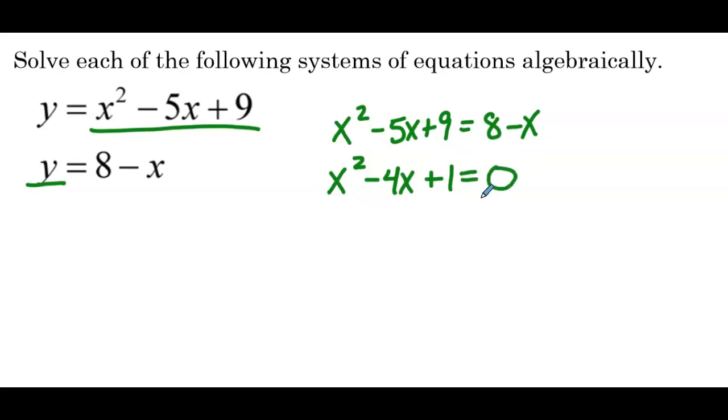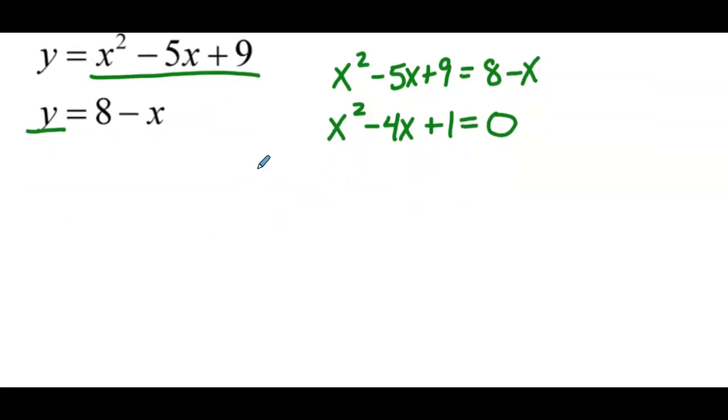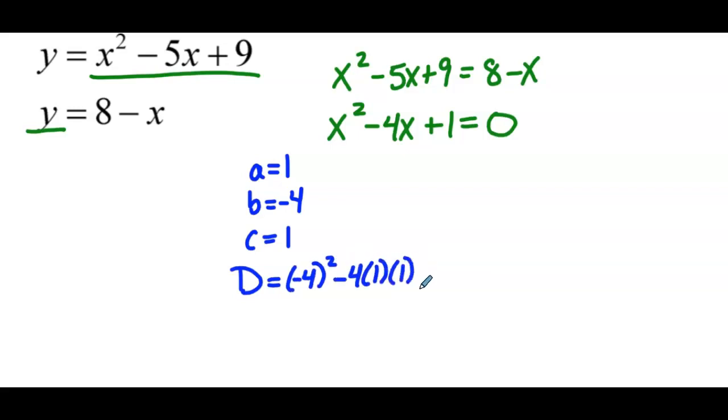Well, just looking at this quadratic, it's not going to be factorable. So in order to solve this, we have to use the quadratic formula. So a is 1, b is negative 4, c is 1, so our discriminant is b squared minus 4ac, so that's 16 minus 4, which is 12. So that does confirm that we can't factor this, but we can definitely solve it. It's not a negative discriminant, so we can use our quadratic formula.